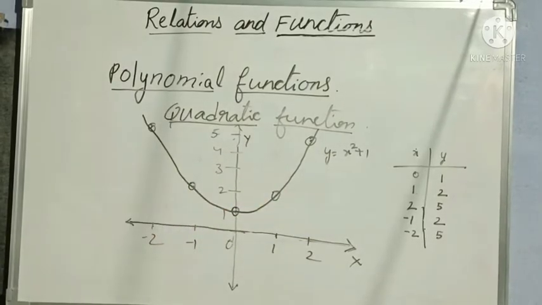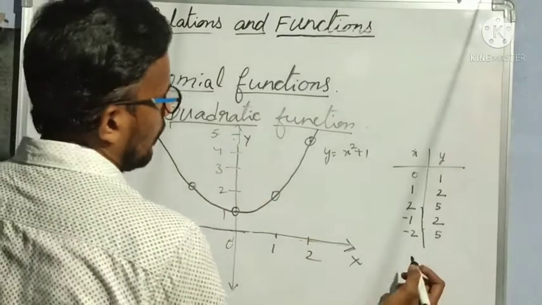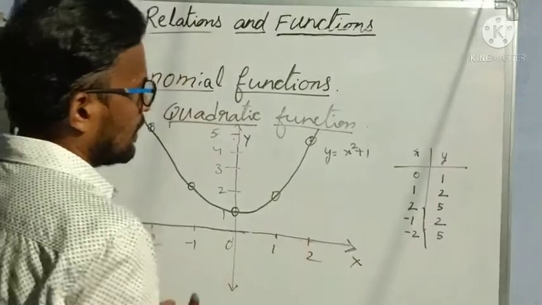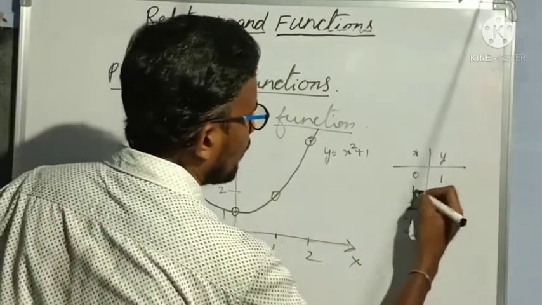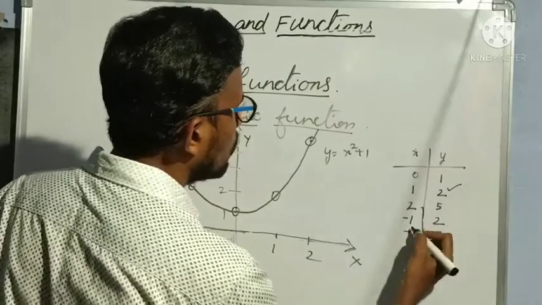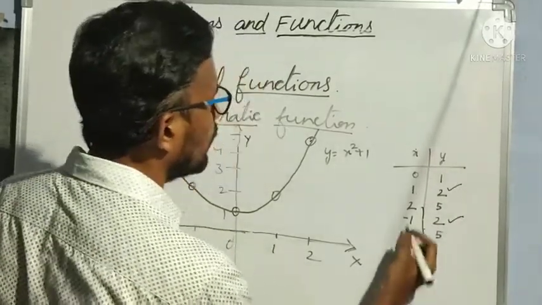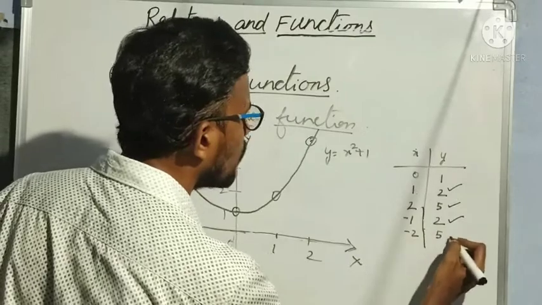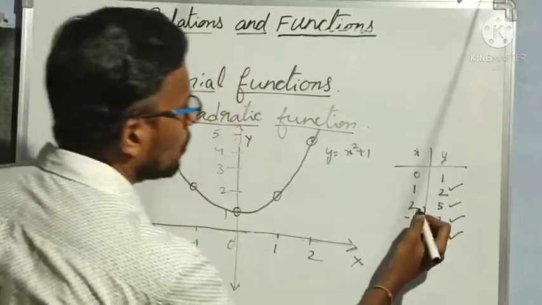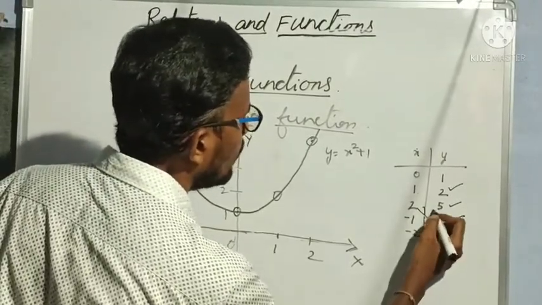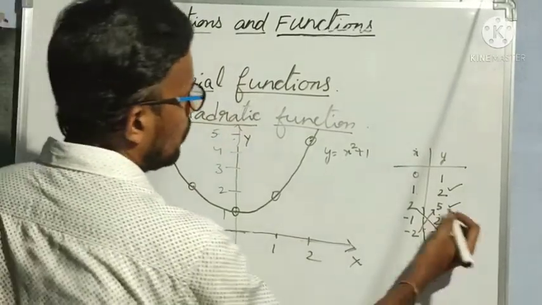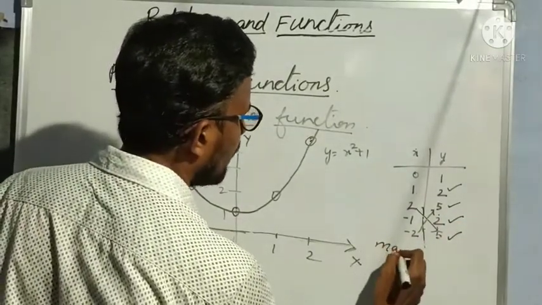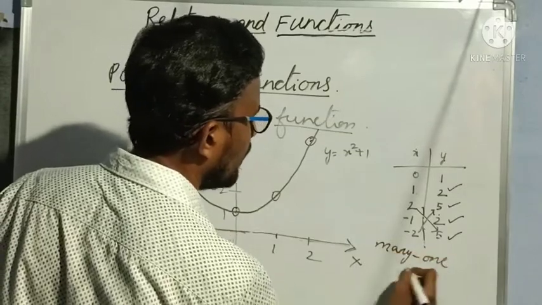Okay, so now what type of function is this? Either many one function or one one function. See here clearly, for 1 we got image as 2, for minus 1 also we got image as 2, for 2 we got image as 5, and minus 2 also we got image as 5. So two values are having same image. Yes, so this type of function, already I have said, what type of function? Many one function.